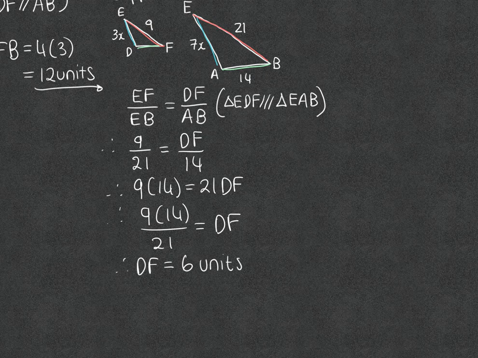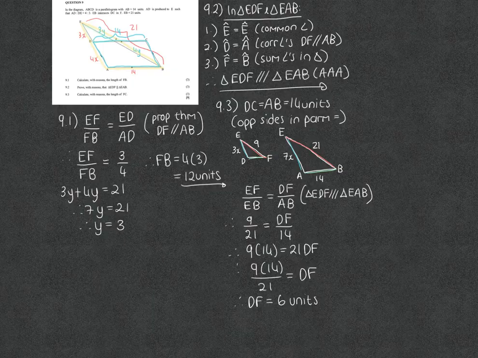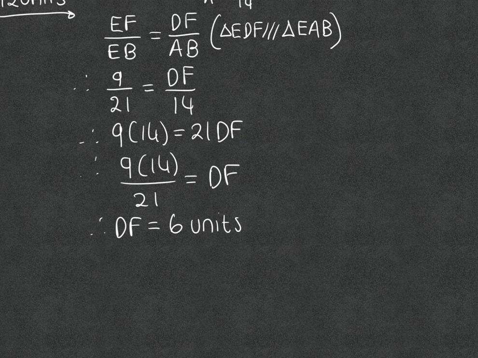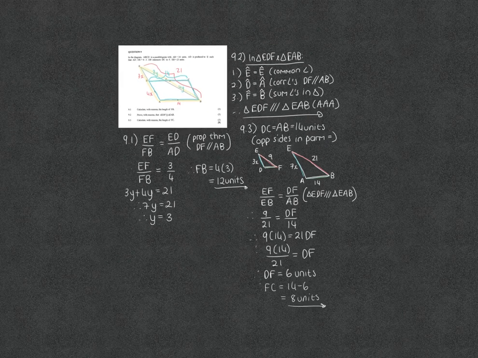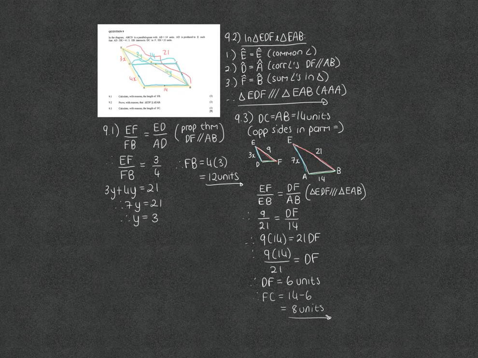So now that we have DF, we can now minus that from DC to get FC. So FC equals 14 minus 6, which equals 8 units. Okay, not too bad, question 9. A bit of prop theorem, a bit of properties of quadrilaterals, and some similarity as well. Okay, on to the next one.